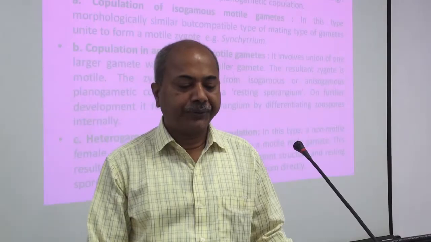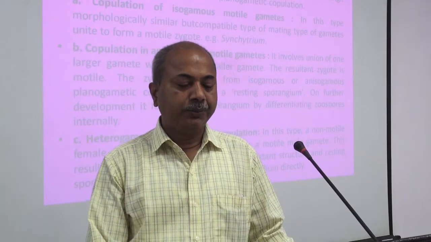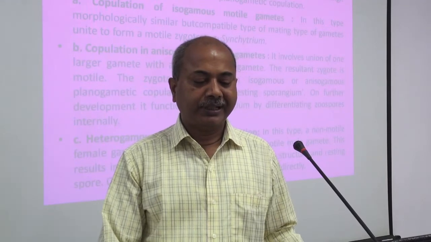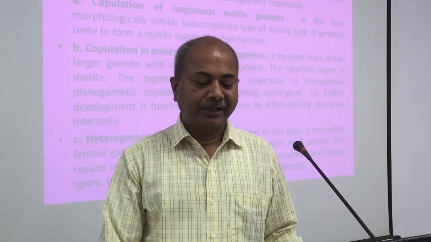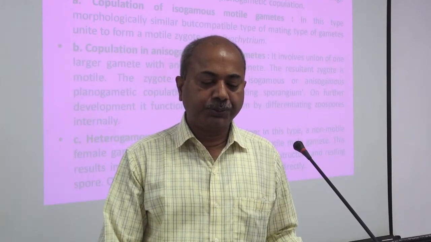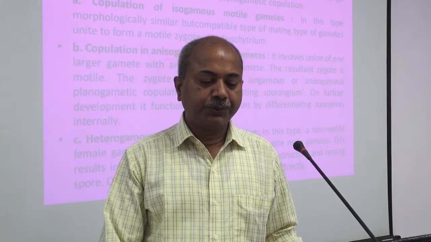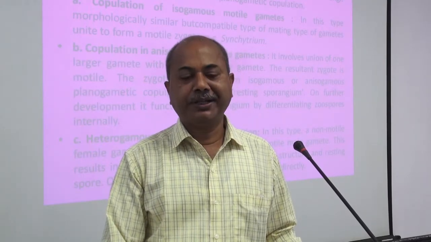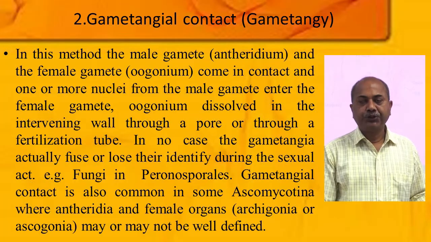And in heterogamous planogametic copulation, a non-motile female gamete, that is the oosphere, is fertilized by a motile male gamete, and this results in the formation of oospores, resistant structures and resting spores. Oospores germinate and produce mycelium directly. So these are all the three planogametic copulations: isogamy, anisogamy and oogamy.